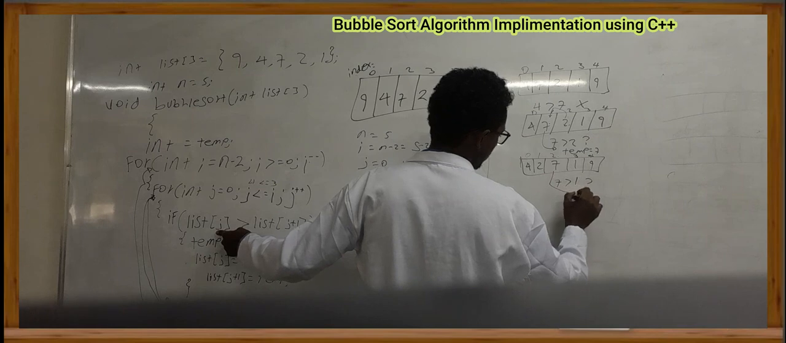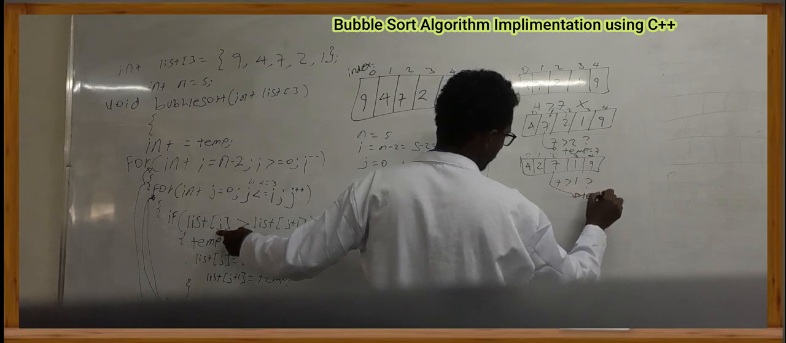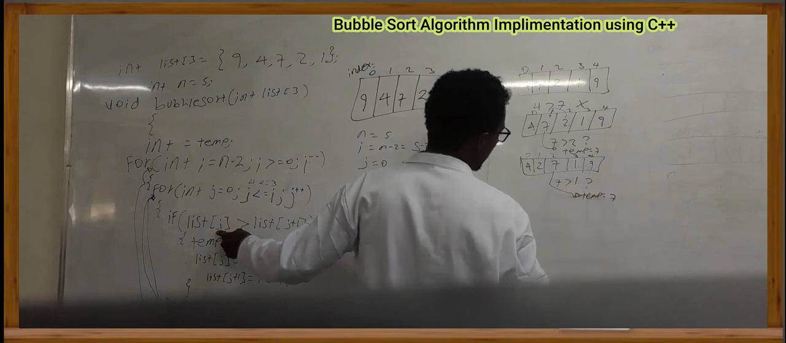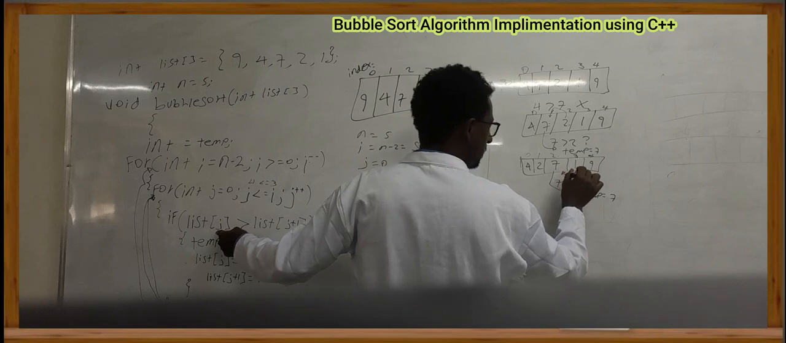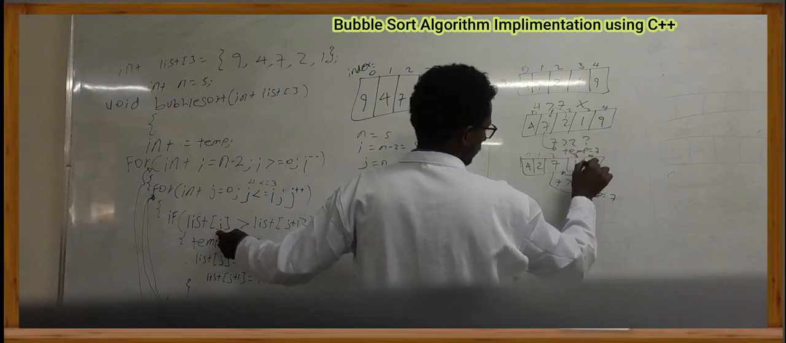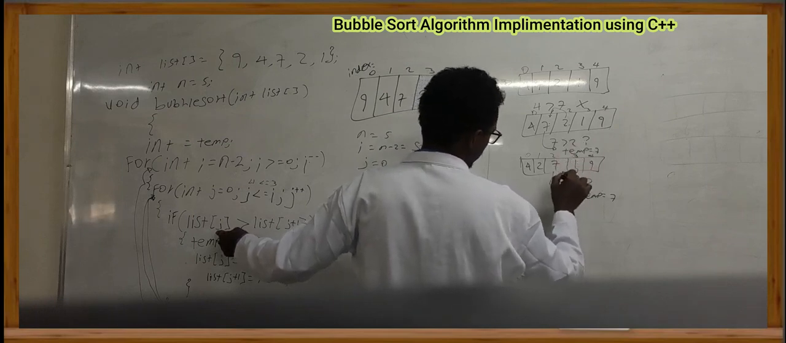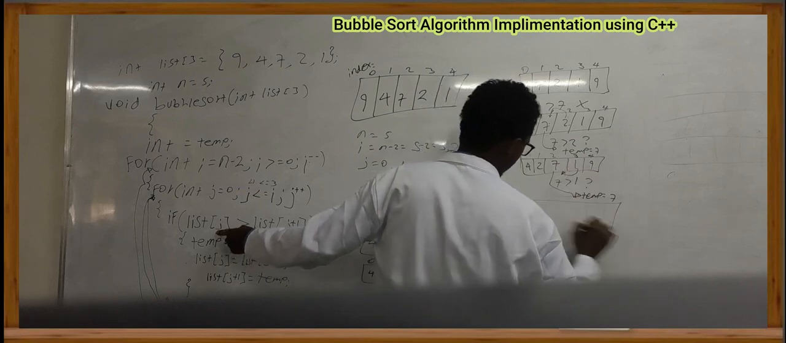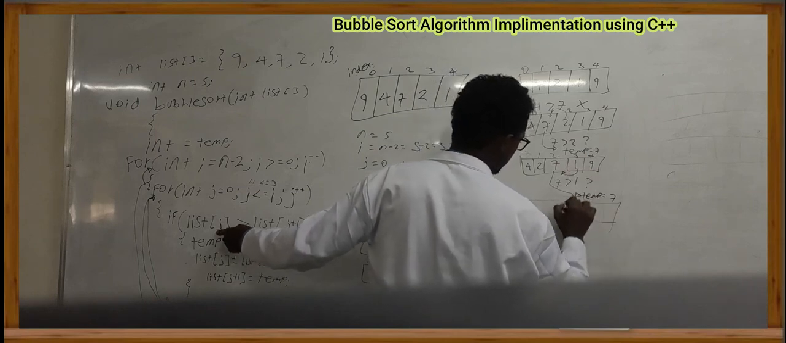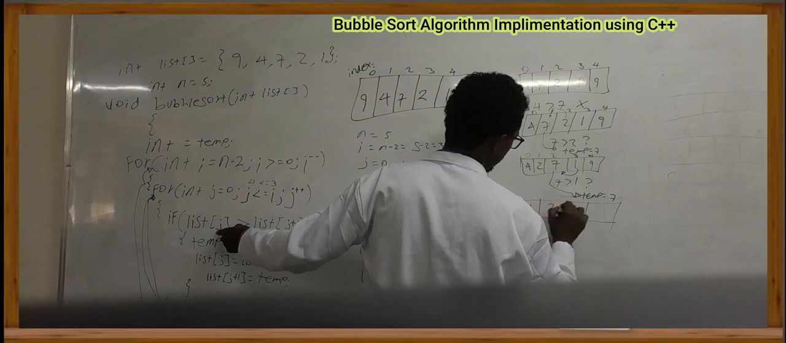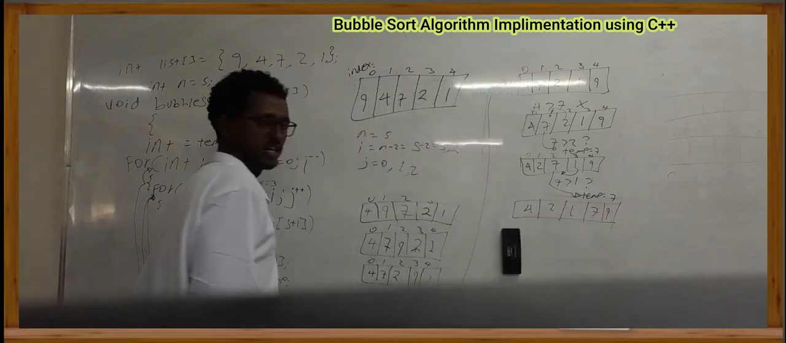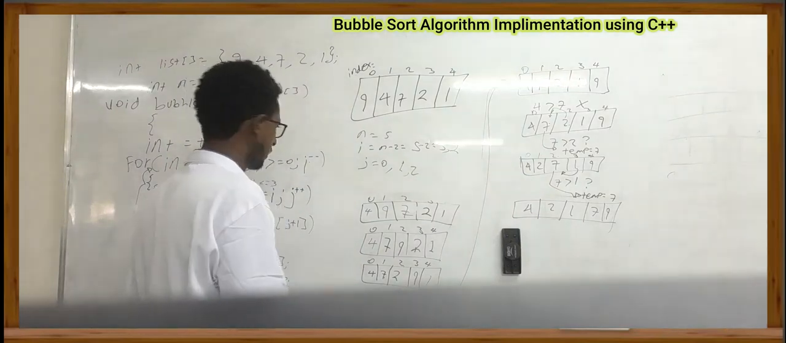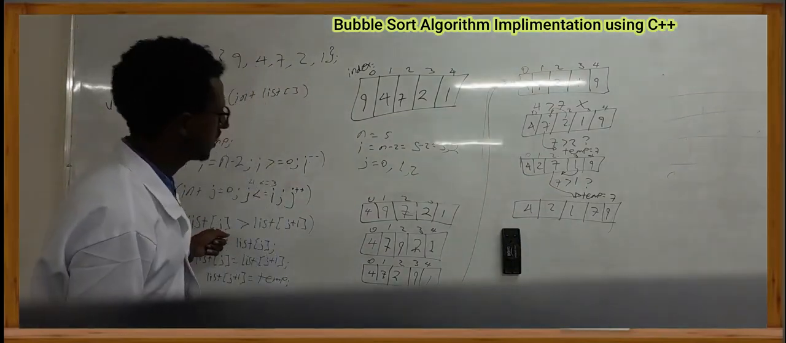Remove this one to the temp variable. Temp variable is equal to 7. And shift backward the list of J plus 1, or list of 3, to the list of 2 variable. Then the new array becomes this one: 4, 2, 1, 7, 9. Good. Again, what to do here?